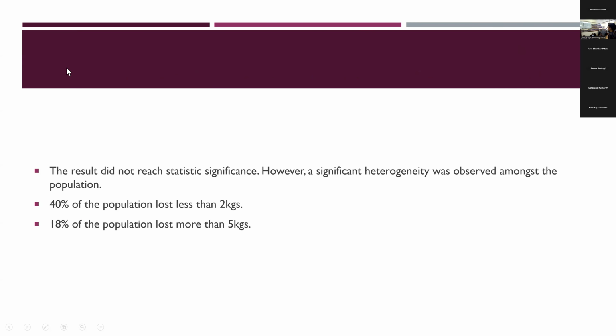So the result of this RCT did not reach statistical significance. But there was a lot of population heterogeneity that was noted. For example, 40% of the population lost less than 2 kgs, 18% of the population lost more than 5 kgs after 18 months. So you are wondering that for the same tailored dietary intervention, there seems to be something which is causing some people to lose more weight and some people to lose very little weight. So you want to look at an adaptive intervention to see whether sequencing of different treatments will help this less responsive group. And maybe you can step down treatment for the more responsive group.